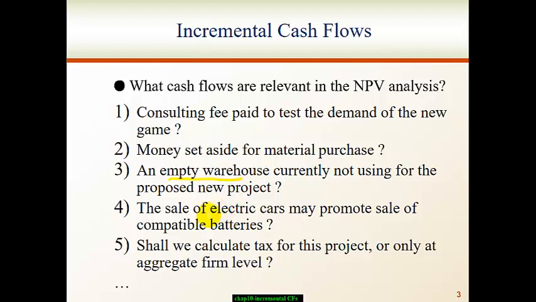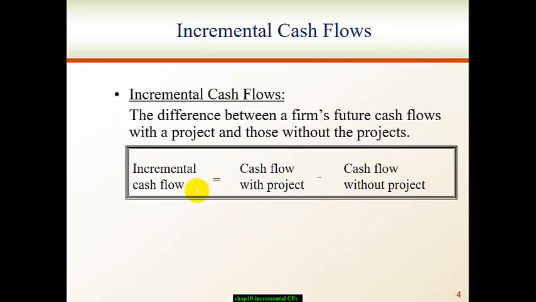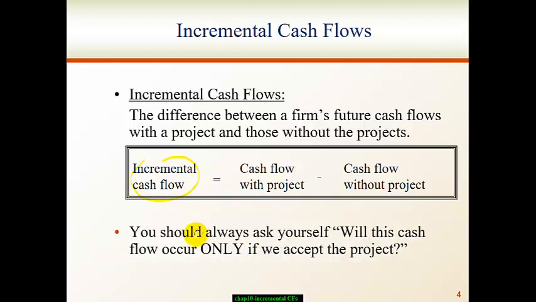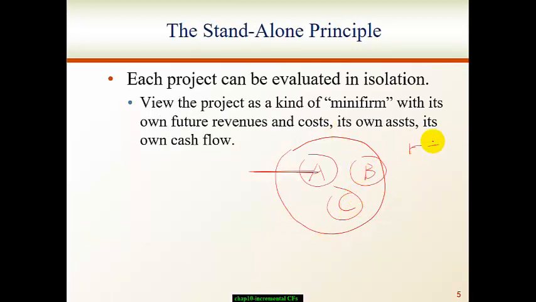And possibly, the sale of electric cars may promote sales of compatible batteries. How about tax? Shall we consider tax at the product level or the firm level? A simple rule is to think about the cash flow with or without the project. If the cash flow occurs only with the project, we call these incremental cash flows. When we evaluate each project, we treat it as a mini firm. We consider the revenues, expenses, and taxes at each level.